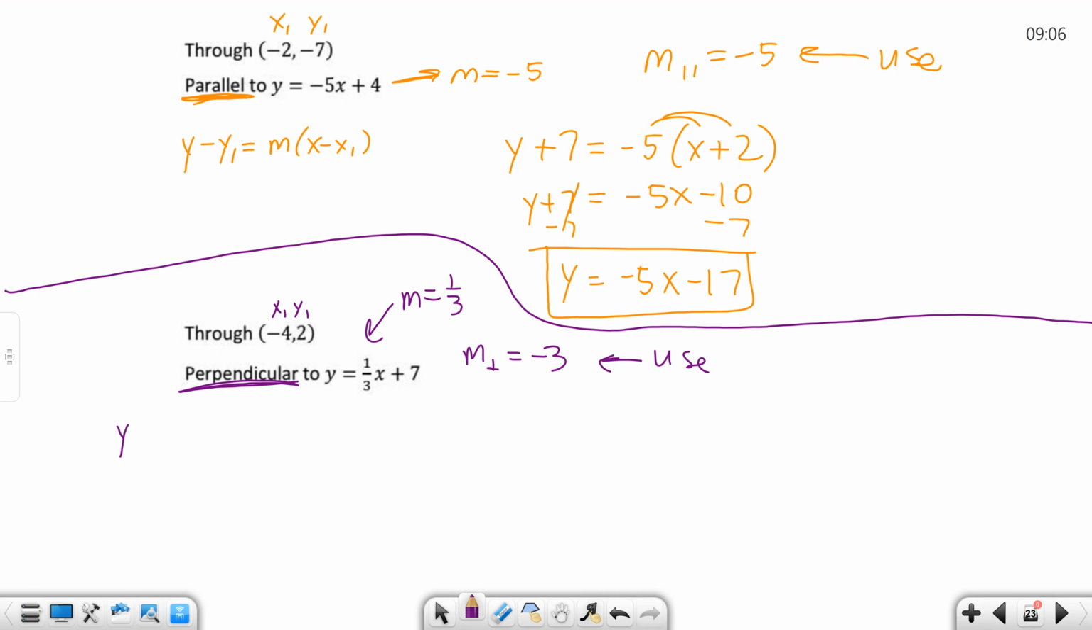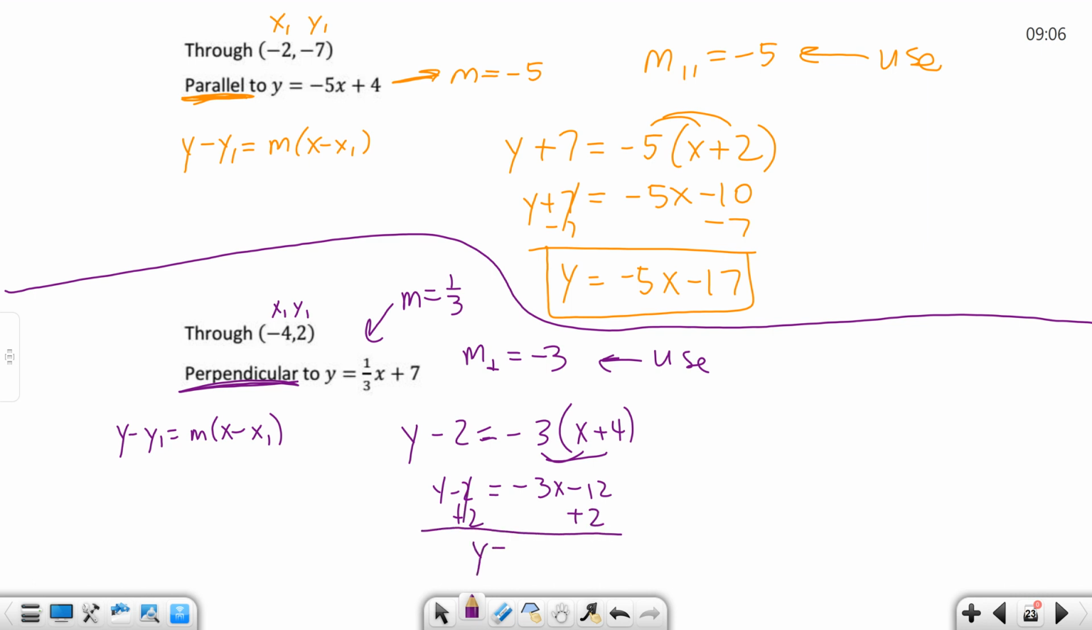So then I'm going to use y minus y1 equals m times x minus x1. Okay, so y minus 2 equals m, which is -3. That's what I use. Don't use the 1/3. -3 times x plus 4, minus a -4. Distribute the -3: -3x minus 12, and that equals y minus 2. Then we add 2 to both sides, and we end up with y equals -3x minus 10.